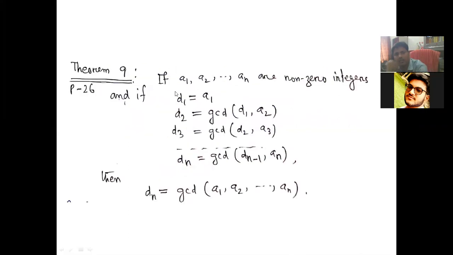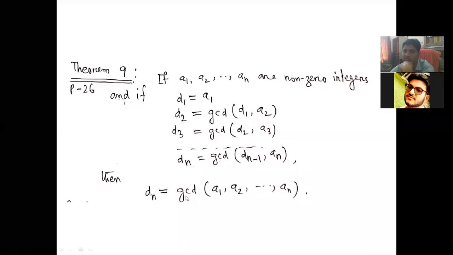Now the next theorem, theorem 9, on page number 26. If A1, A2, ..., An are non-zero integers, and if D1 equals A1, D2 equals GCD of D1, A2, D3 equals GCD of D2, A3, and so on, and lastly Dn equals GCD of Dn-1, An, then we need to prove that Dn is equal to GCD of A1, A2, ..., An.